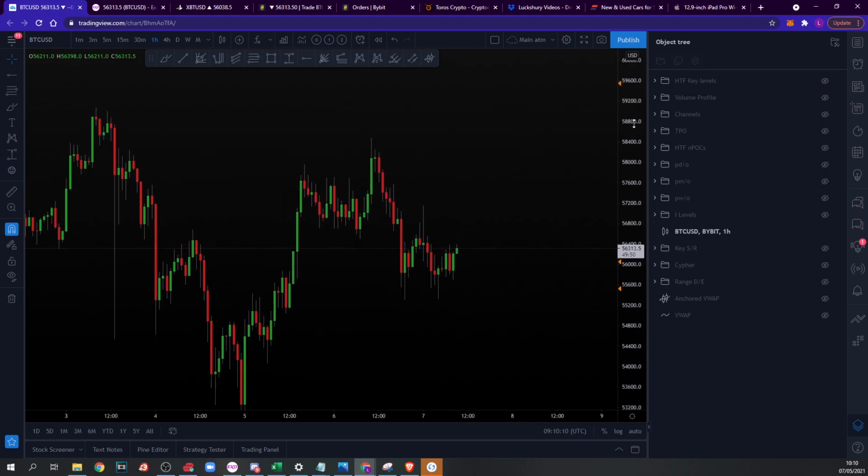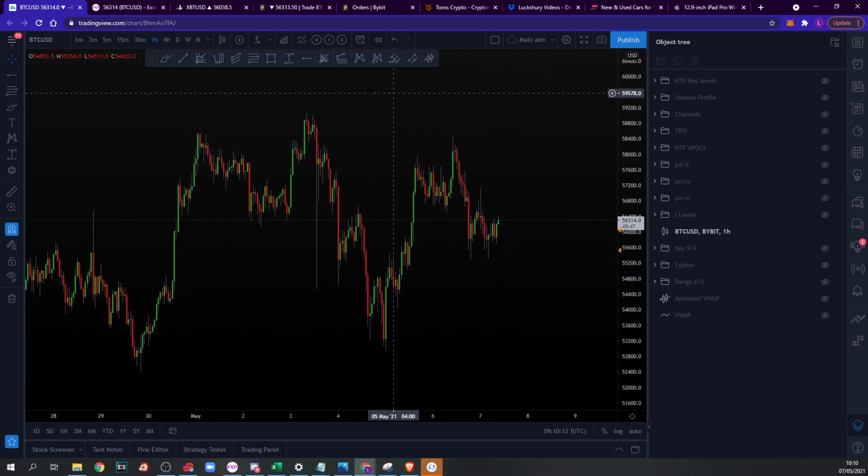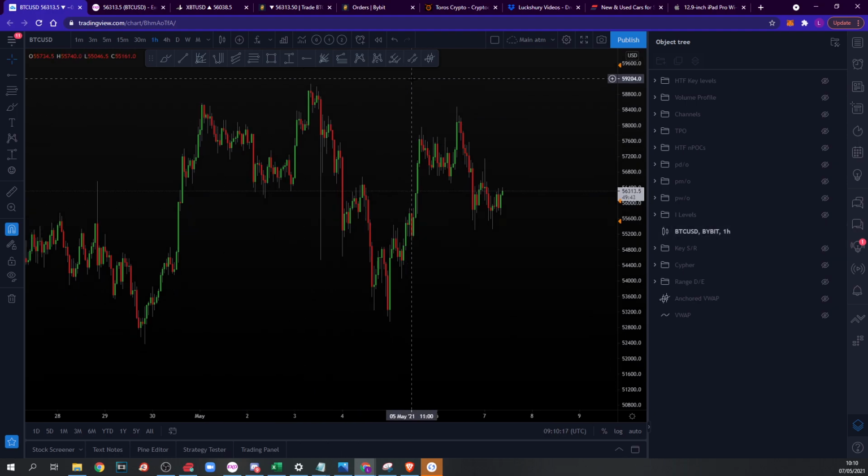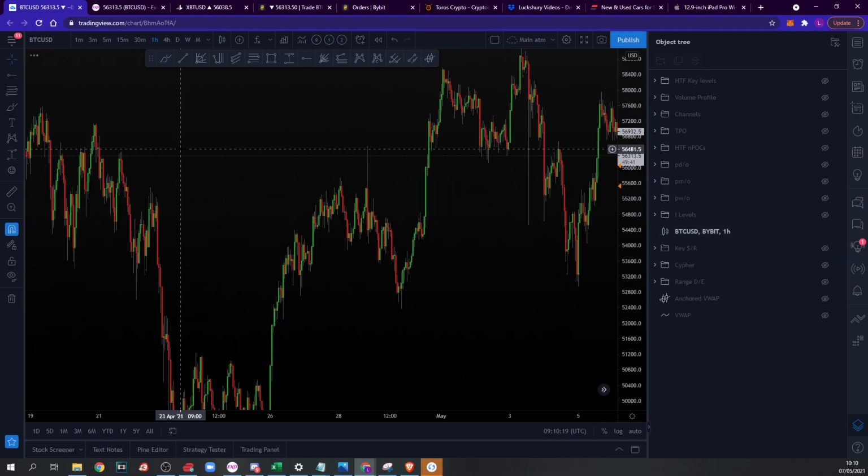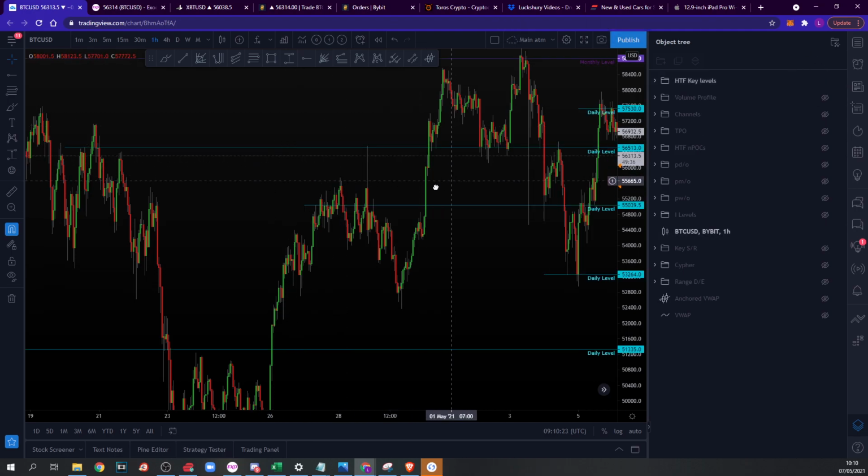Let's just get straight into Bitcoin. Basically the key resistance and support levels that we have, what we can be seeing and what we want to happen. So put on our higher time frame levels.